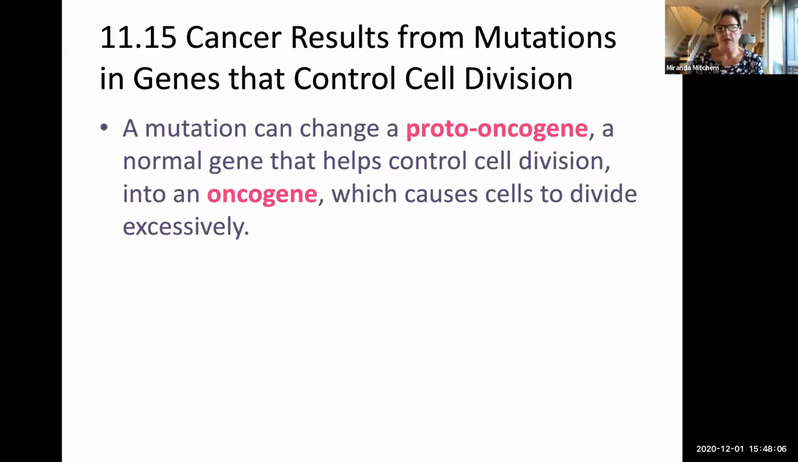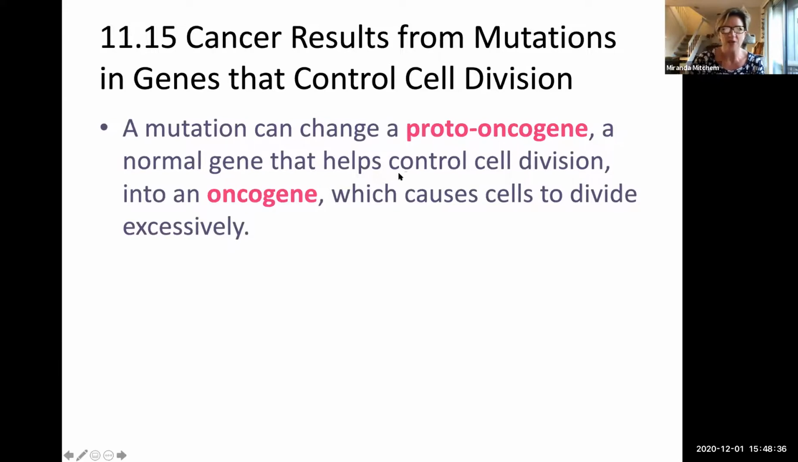So how does a proto-oncogene become an oncogene? Now, proto-oncogenes are genes that are associated with controlling cell growth, cell division. There are certain viruses that are capable of converting proto-oncogenes and changing them to oncogenes, which will induce the cell to continue to divide indefinitely.